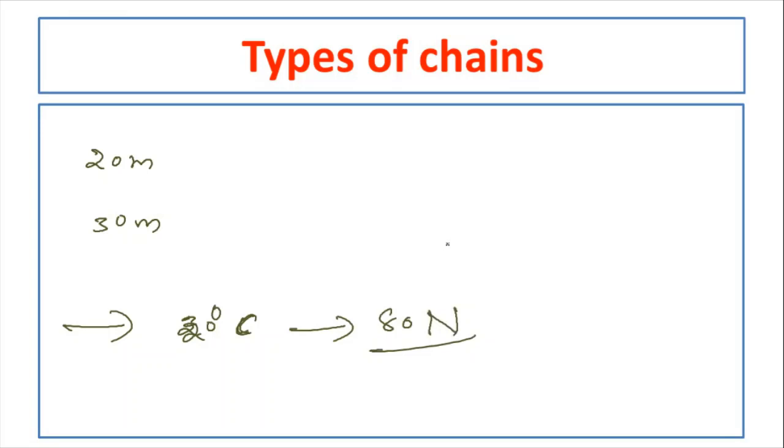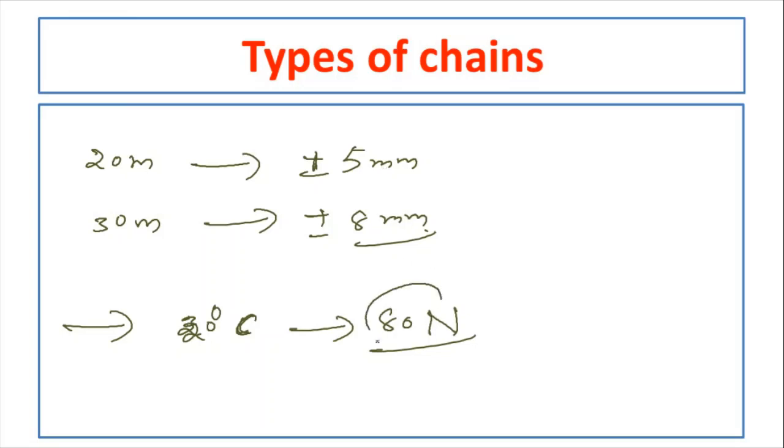80 newtons. Then, if you take the 20-meter chain, while manufacturing, its length should not vary by more than plus or minus 5 mm. If you take the 30-meter chain, it should not vary by more than plus or minus 8 mm. So these are the tolerances in length for the 20-meter and 30-meter chain. So the chain is standardized at what temperature? 20 degrees centigrade, and the chain is manufactured at a pull of 80 newtons.